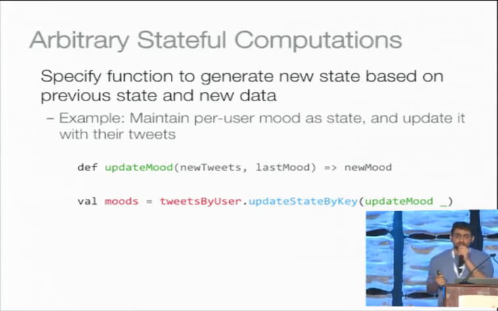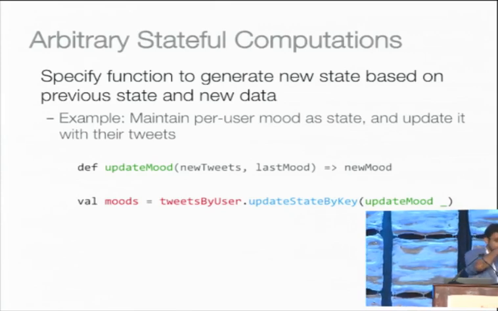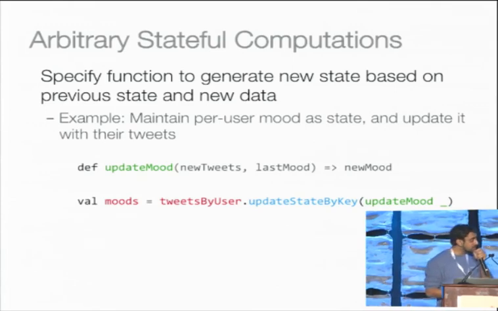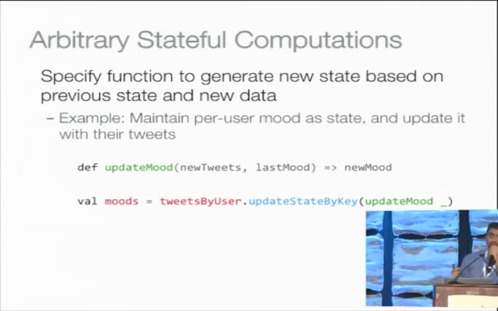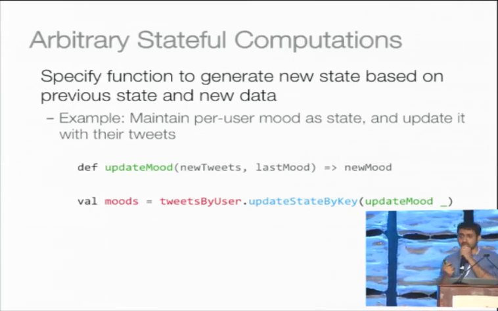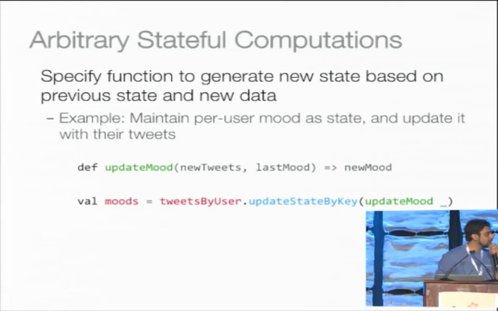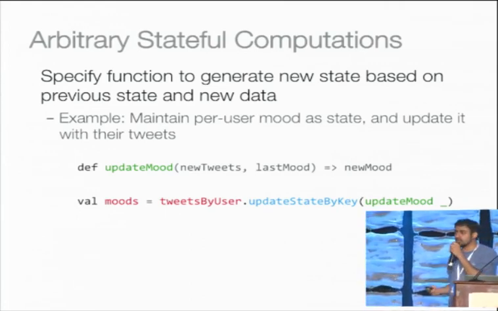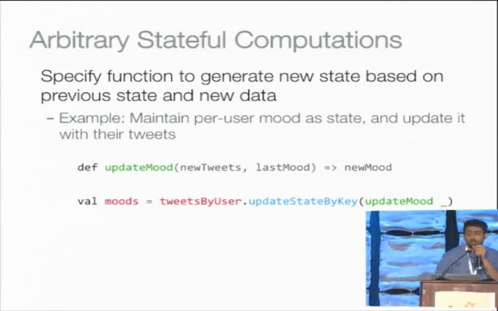And once you have defined this function, you can use it in this DStream operation called updateStateByKey, where you apply this function, and the system will take care of actually taking the new tweets for that user. In this case, the user is the key. And take the new data of that user, apply the function on the previous state, and get the new state. And the system will continuously do this operation over and over again underneath. So it's pretty easy to plug in arbitrary stateful computations in this model.